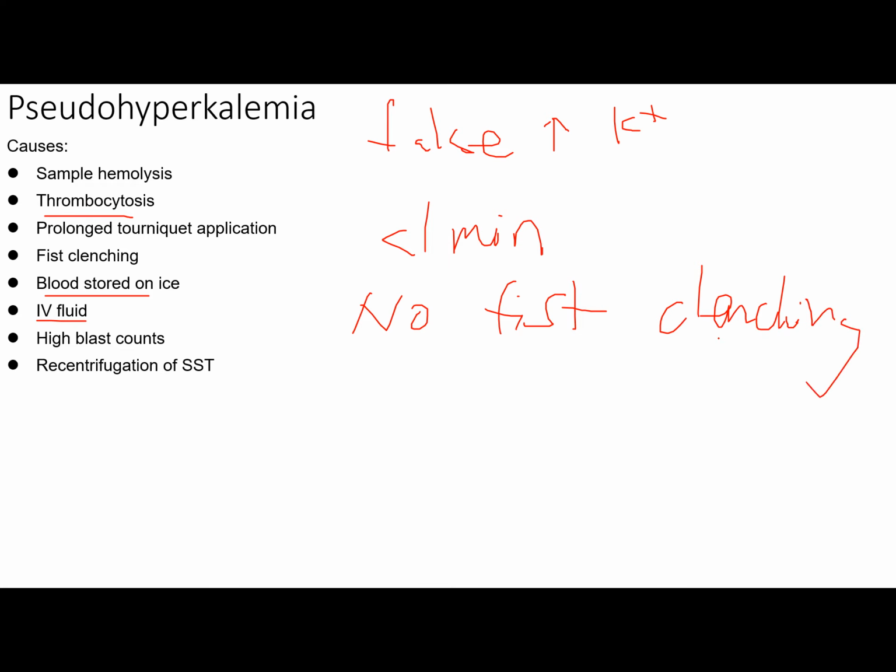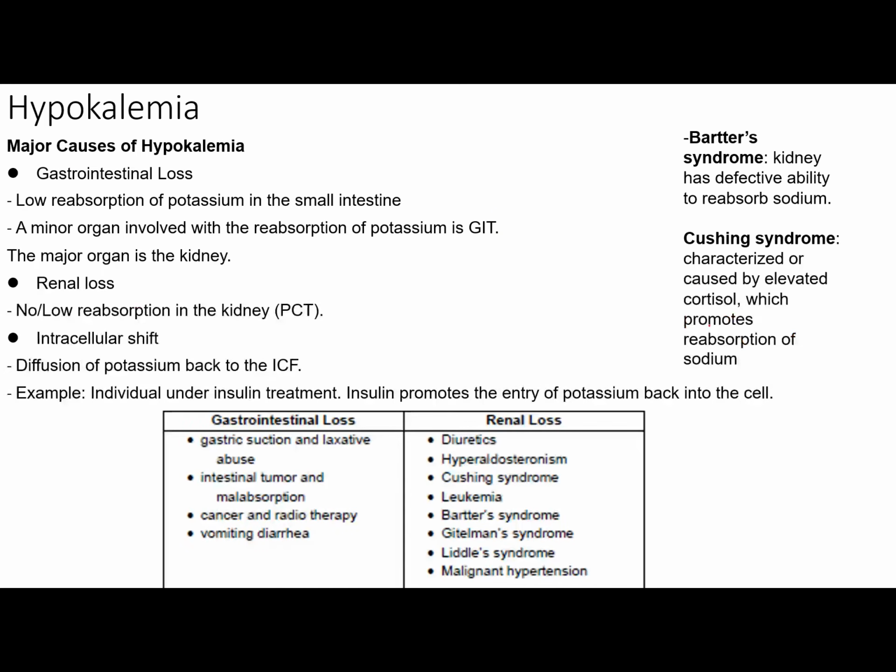In some other laboratories, they're not allowed to use a tourniquet when collecting blood for potassium. Then after hyperkalemia, we have your hypokalemia class. Now under hypokalemia, we have your gastrointestinal loss, low reabsorption of potassium in the small intestine.